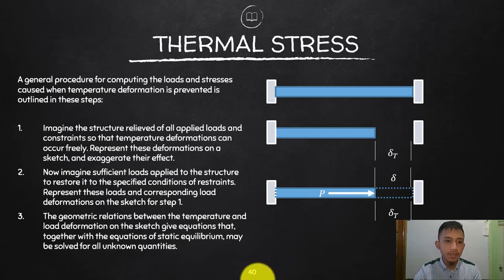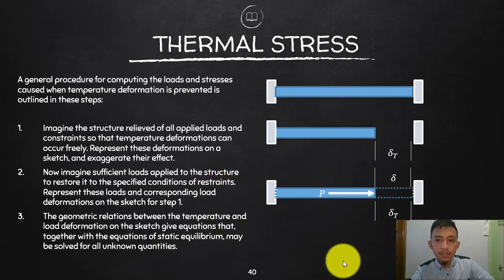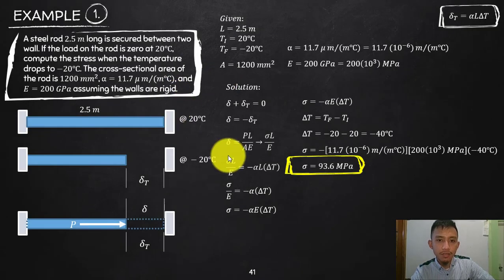So the geometric relation between the temperature and load deformation on the sketch gives the equation. That, together with the equations of your equilibrium, may be solved for all unknown quantities. So together with your equilibrium equations, again using the equation that we will establish in your thermal stress, we will solve for the unknowns on the problem. So let's try to have an example for that.